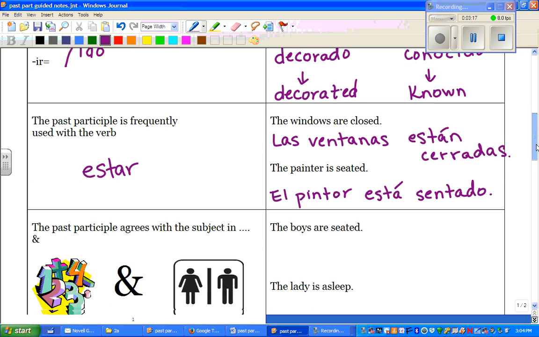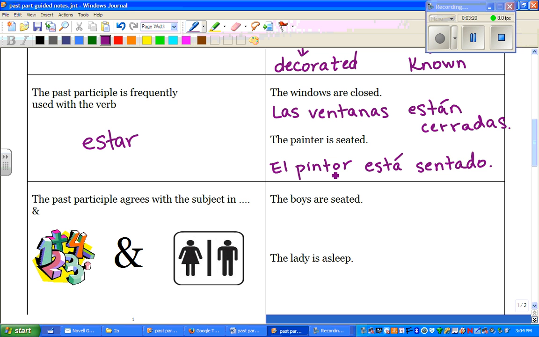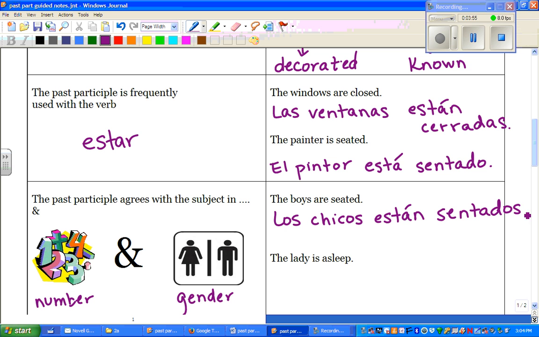So, what do we notice right there? I've got las ventanas and el pintor. Notice my participles, cerradas and sentado. So, what have I noticed about that? Well, past participles agree with the subject in number and gender. I looked hard for those illustrations. So, how do you say the boys are seated? If the painter is seated as this, the boys are seated. You have los chicos, and then están, and then seated now for los chicos is going to be sentados with an os. Notice the os and os all go together.